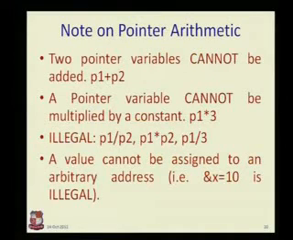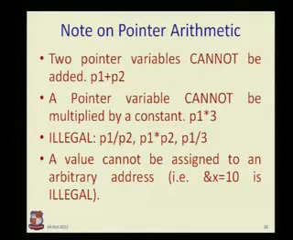And the last point we need to take care of is, a value cannot be assigned to an arbitrary address. That means I cannot directly do star x is equal to 10. I need to point to x, then the value 10 will be given through the pointer. I cannot directly do, say, address of x is 10. This is not allowed in C. So this concludes the pointer arithmetic.